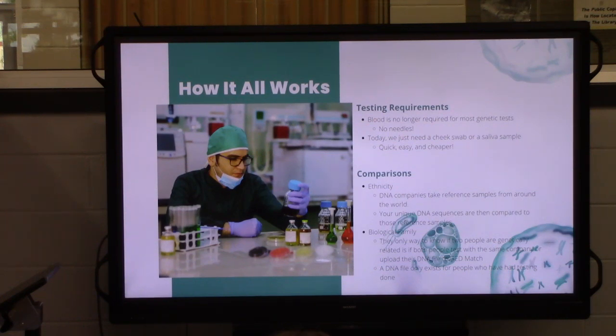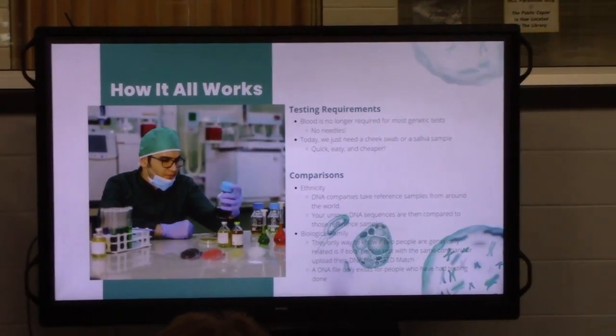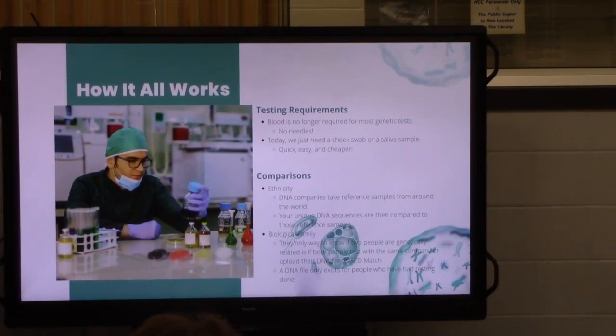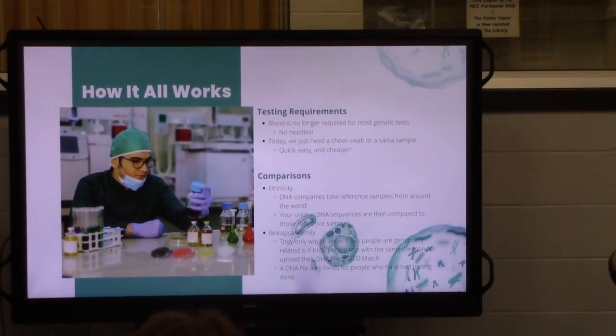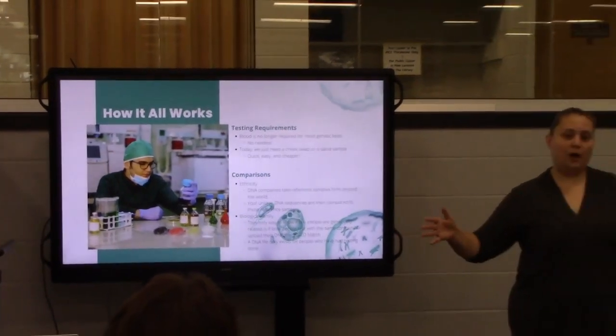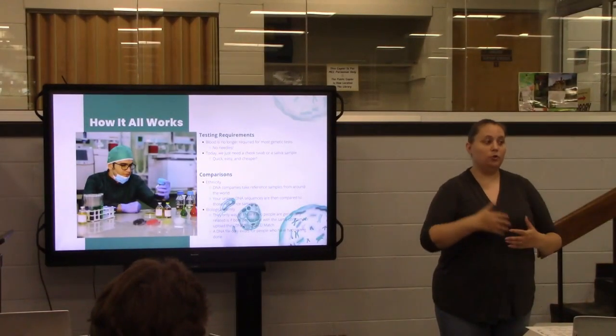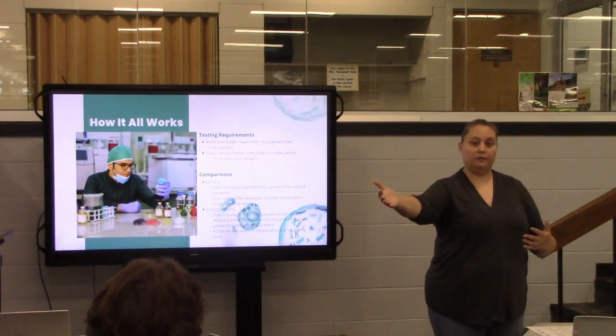So ethnicity. DNA companies like Ancestry or 23andMe, they will take what's called reference samples from native populations around the world, right? And that will give them an idea of what these group of people's chromosomes and DNA look like, right? And then they'll compare yours to all of these different reference samples around the world. And if they match in a significant way to any of these populations, then we know your ancestors likely came from this area of the world.